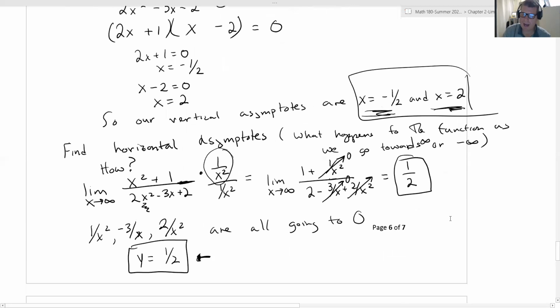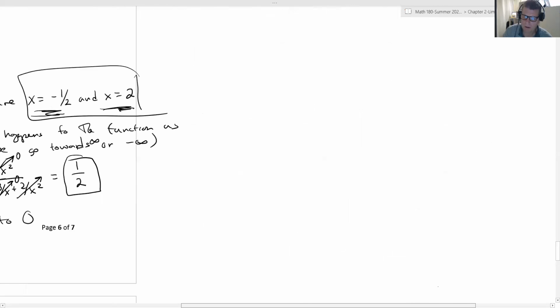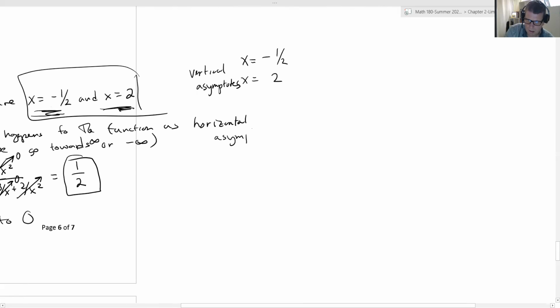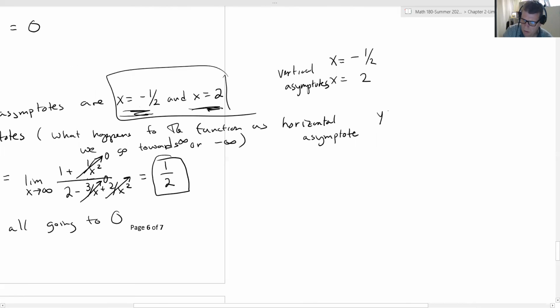Let's look at a graph here, and what I mean by having a sketch. So let's say, for example, I know that x equals -1/2 and x equals 2 are my vertical asymptotes. So label them like that, and then we'll have the horizontal asymptote, which is going to be at y equals 1/2.